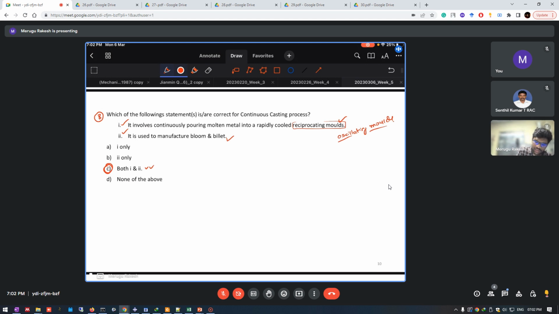So we have different continuous casting processes, in which one we can use a stationary mold, the other is oscillating, nothing but a reciprocating mold. So based on the second type of method, this option stands correct.